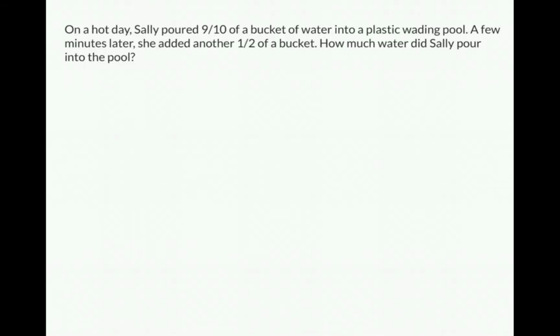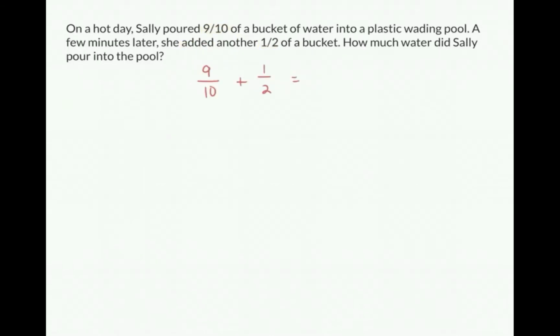First, I need to understand the question. I know that 9/10 and 1/2 are important numbers. I also see a key word, added. This tells me that I need to add my two fractions in order to find the total amount of water that Sally poured into the wading pool.